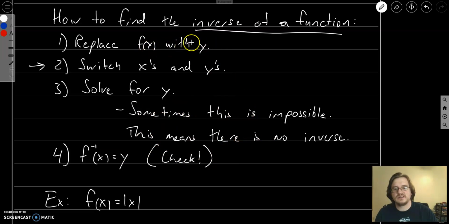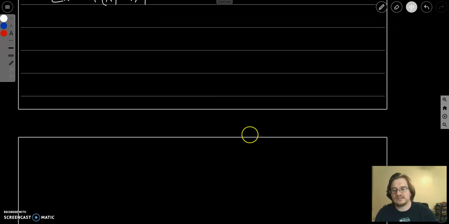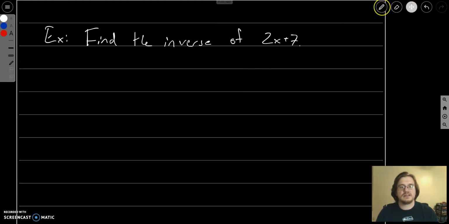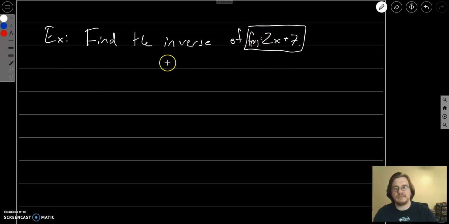So I want to do an example of this, and then I'll come back to what happens down here. So we'll just look at a function. We'll replace f of x with y, and then switch x's and y's. So let's go through this example. Let's find the inverse of f of x is equal to 2x plus 7. So the first step, if this was my original function, I want to replace f of x with y. So I'm going to write down y is equal to 2x plus 7. So we replace f of x with y.